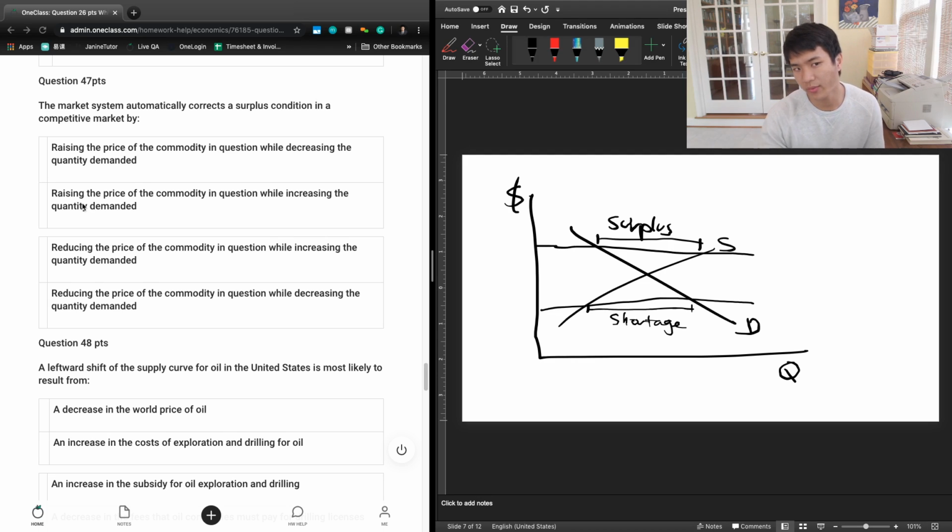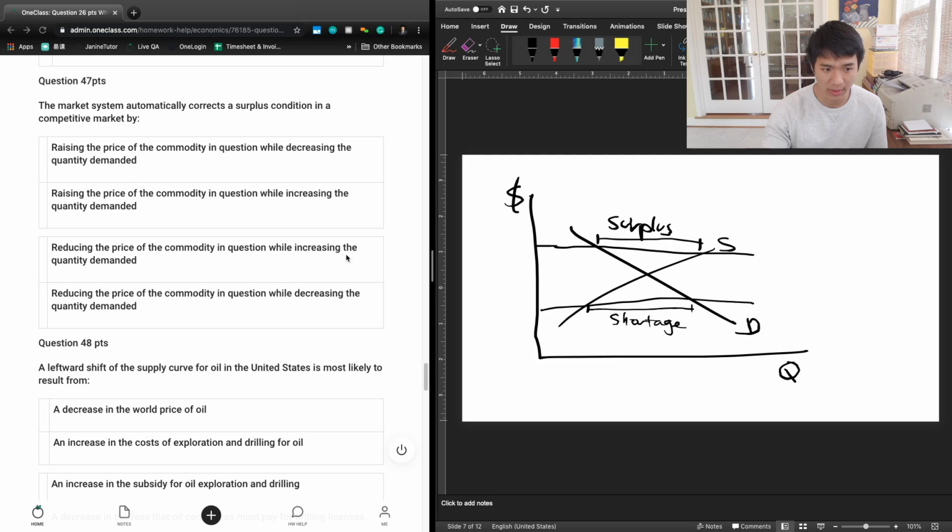And so we know that we're correcting this surplus condition. Surplus is when you have an excess of quantity supplied, not enough quantity demanded, and the price too high. So the first thing we know is that the price is going to be reduced. And so A and B are going to be eliminated because those both talk about raising prices. And so we're left between C and D.